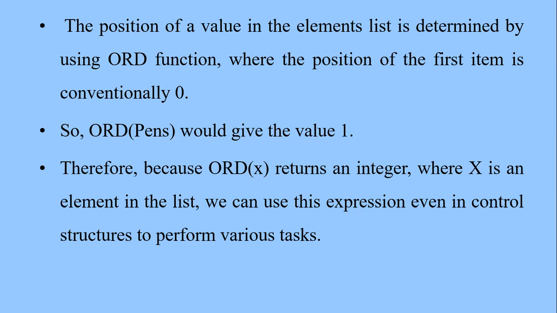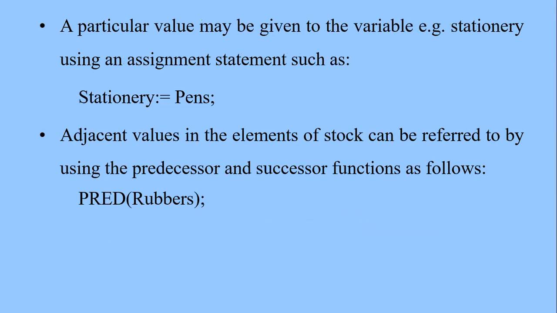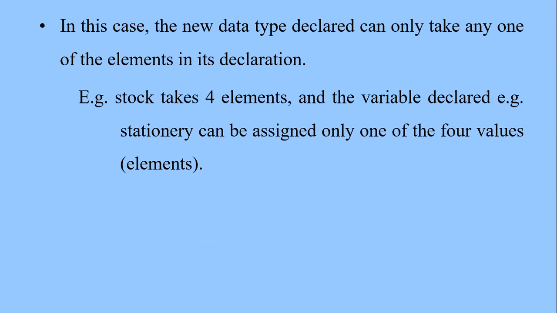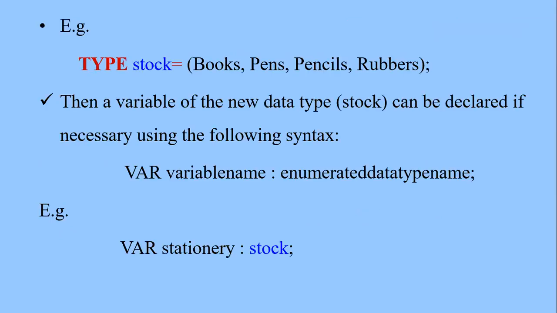For example, if we look at the order of our items in our definition, we can see we have books. So books is odd 1. When we look for odd for pens, I repeat, books is odd 0. 0 is the position of the first element in our list or in our definition. Then pens is 1. So odd pens will generate 1.